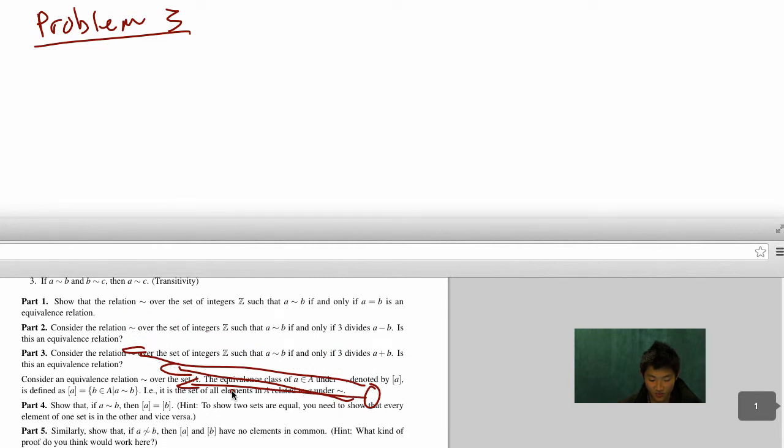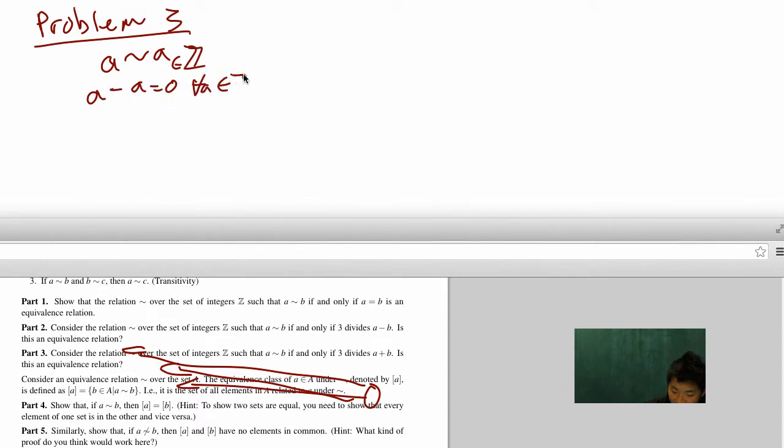Now for part 2, to prove reflexivity, notice that if you have A is related to A in the integers, then you also have A minus A equals 0 for all A in the integers. And this, of course, is divisible by 3, so this relation has to be true.